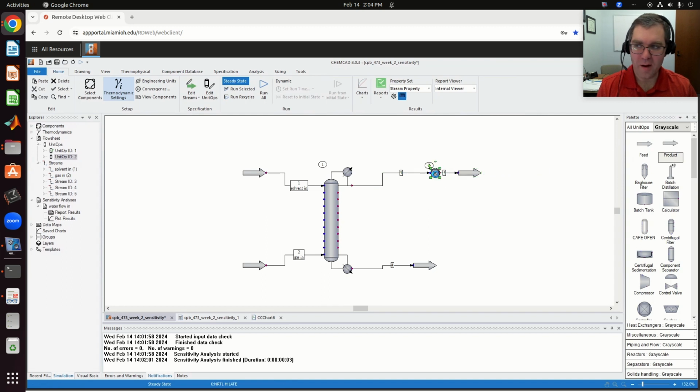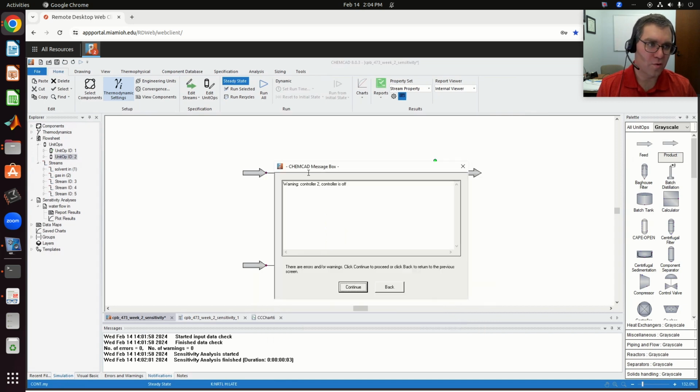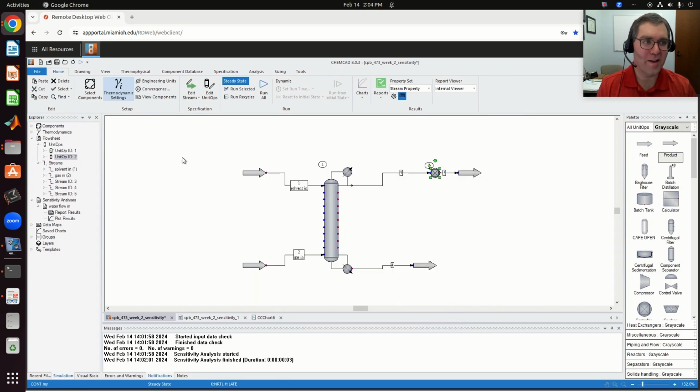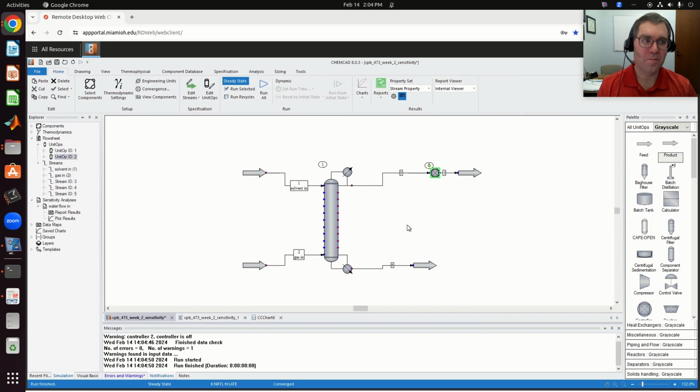Okay. All right. So now when it comes to my controller, by default, the operation is controller turned off. And so with the controller turned off, I'm going to get warnings. It's saying, hey, you put in a controller, but it's off. Are you sure? Keep the controller off, and I'm going to run. And so the ability to turn the controller off is nice because once I use the controller to solve for that necessary flow rate of water, I can then turn it back off and keep my simulation fixed.